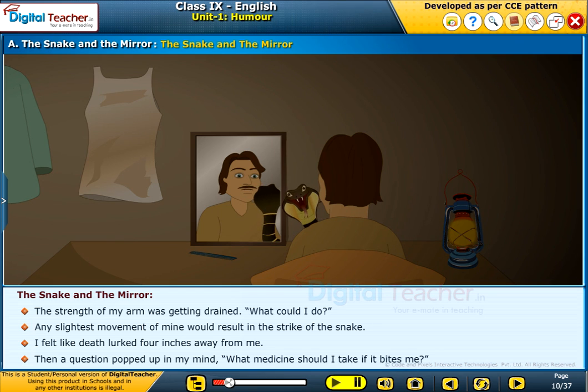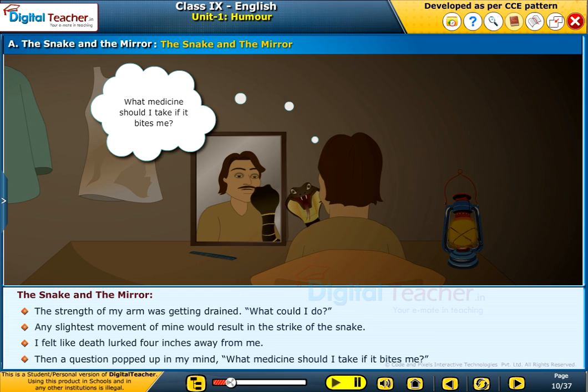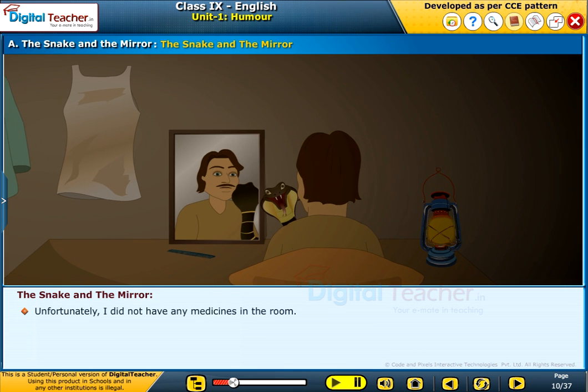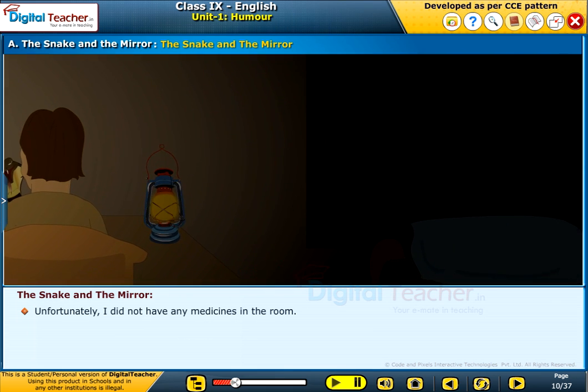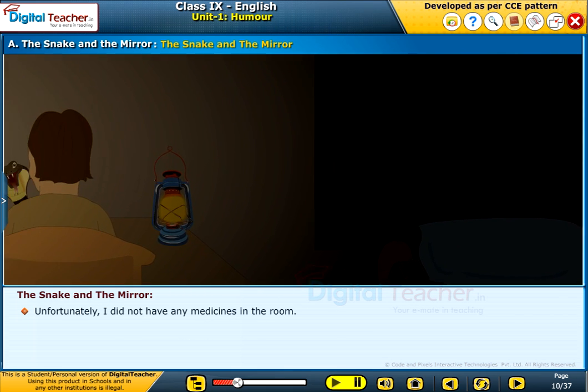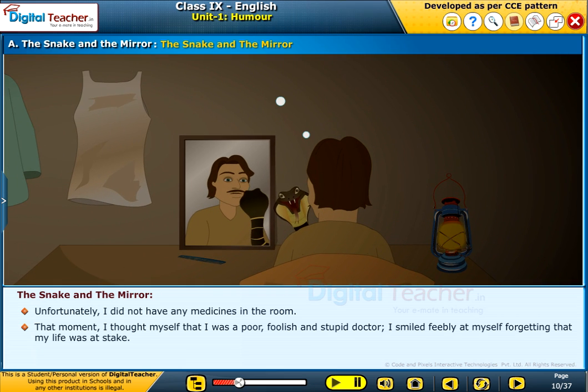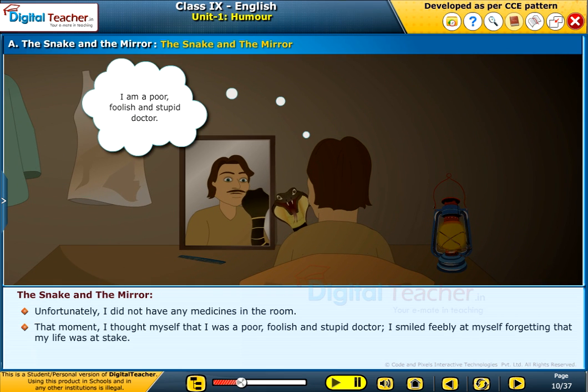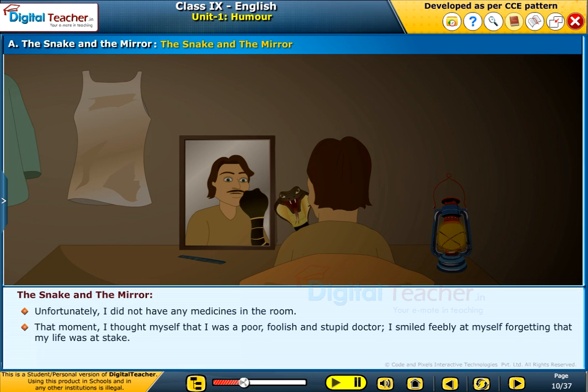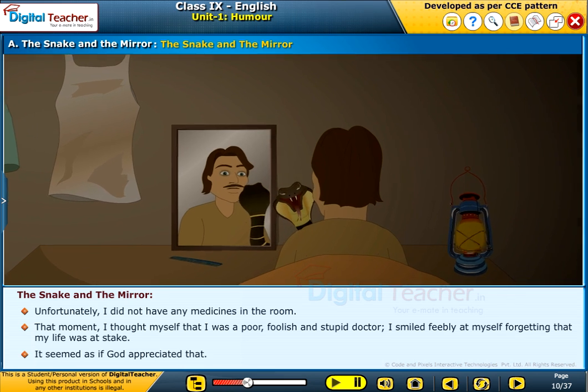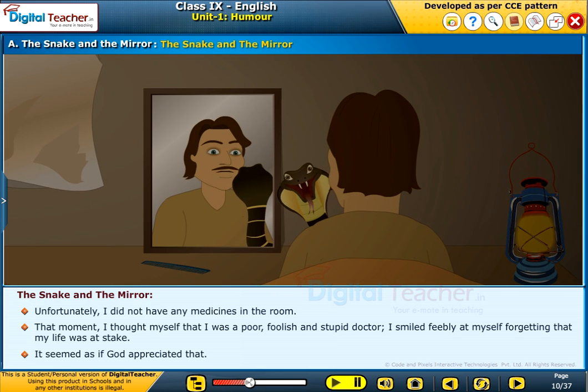Then a question popped up in my mind. What medicine should I take if it bites me? Unfortunately, I did not have any medicines in the room. That moment, I thought myself that I was a poor, foolish and stupid doctor. I smiled feebly at myself, forgetting that my life was at stake. It seemed as if God appreciated that.